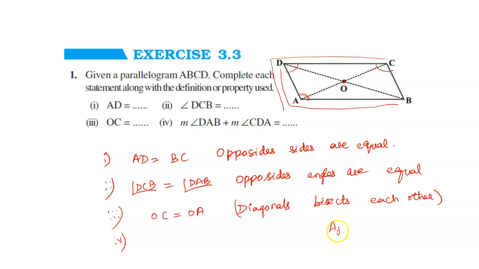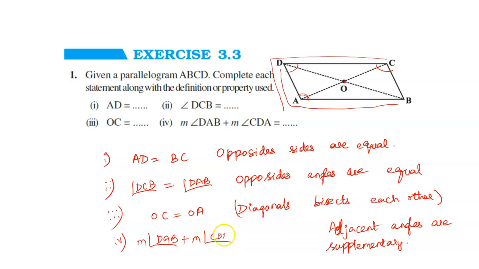So we have a property that adjacent angles are supplementary. That is, when we add two adjacent angles the sum will be 180. So angle DAB plus angle CDA, when we add two adjacent angles, the sum will be 180 degrees. Why? Because adjacent angles are supplementary.